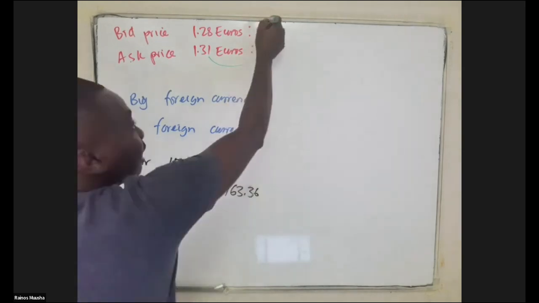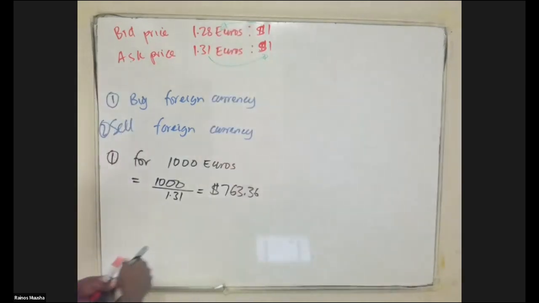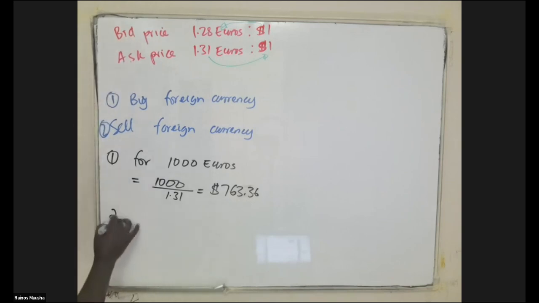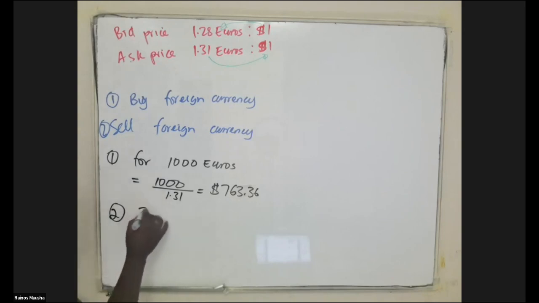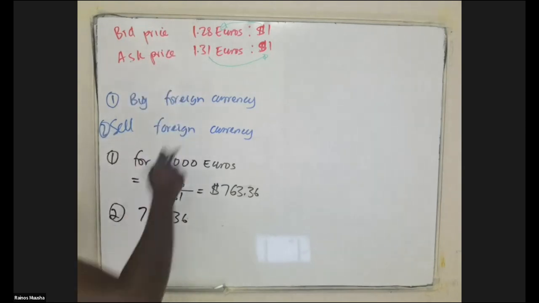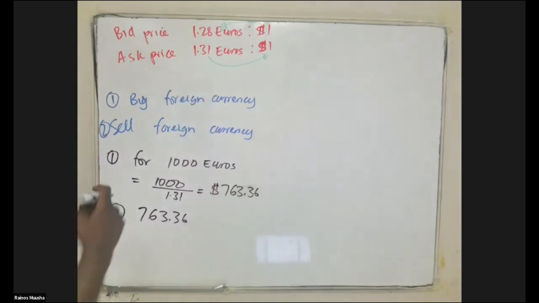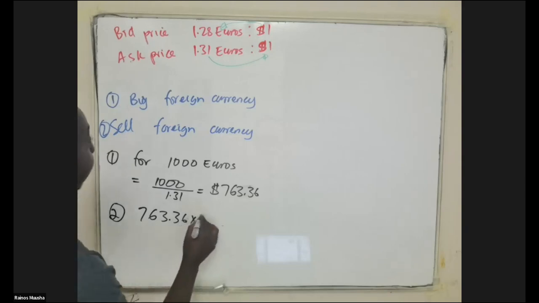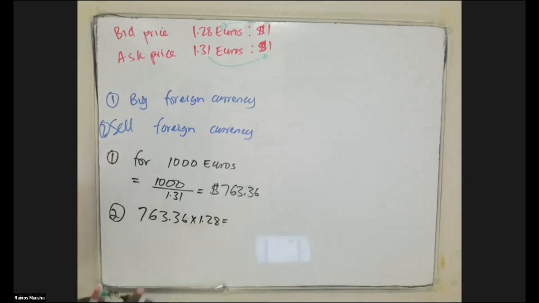So in the second scenario, you're now moving from the stronger currency going to the weaker currency, isn't it? But because you're selling foreign currency to the bank, the relevant price would be the bid price. So you have 763.36 units of the US dollar, and you're going to sell these units to the euro. Whenever you're moving from the stronger currency to the weaker currency, you end up with more units. So you're going to multiply by 1.28 to see exactly how many euros you end up with.